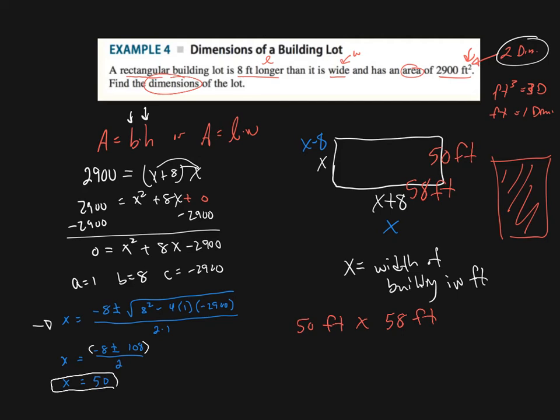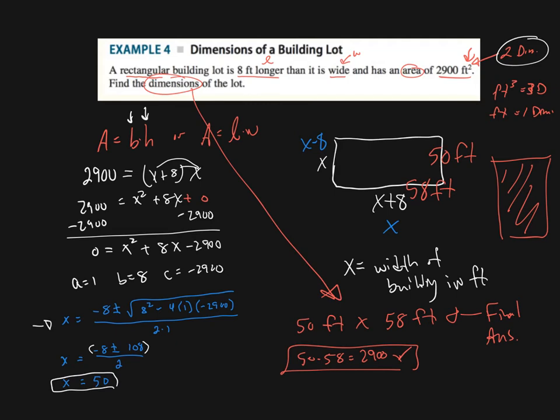And when we take 50 times 58 and multiply it, we should get 2,900. And 50 times 58 is equal to 2,900. Check. So this is our answer check, and here is our final answer. So the dimensions of the lot are 50 by 58.